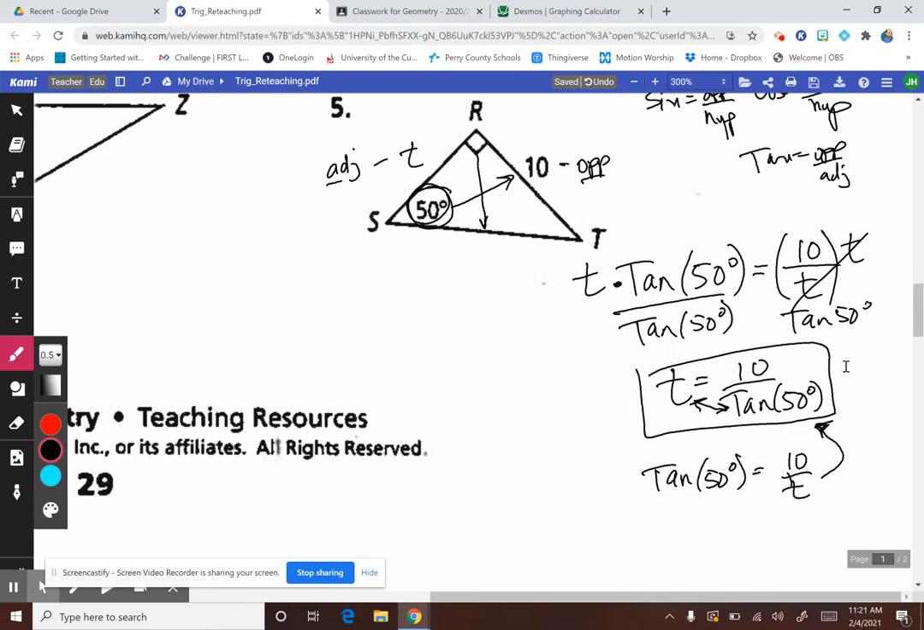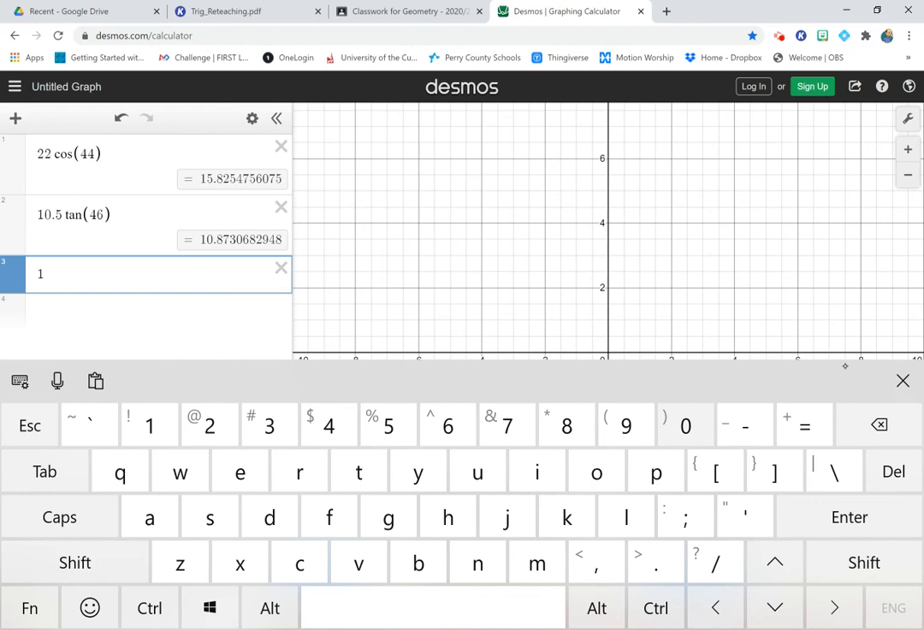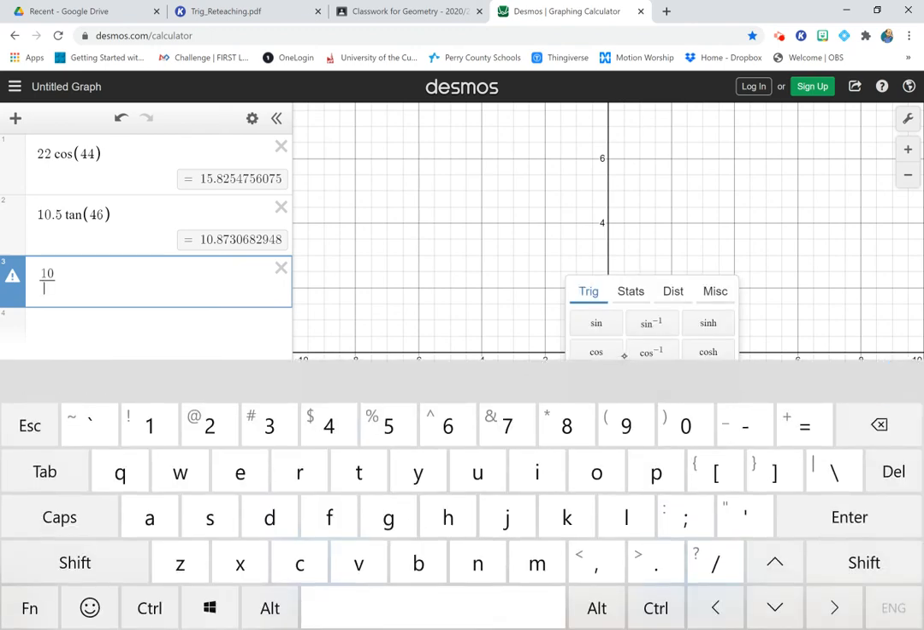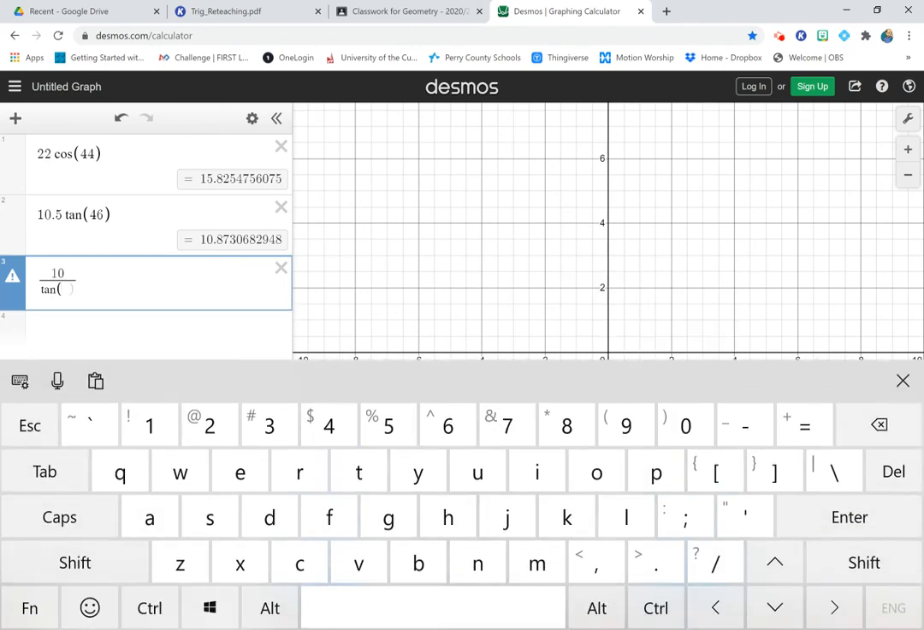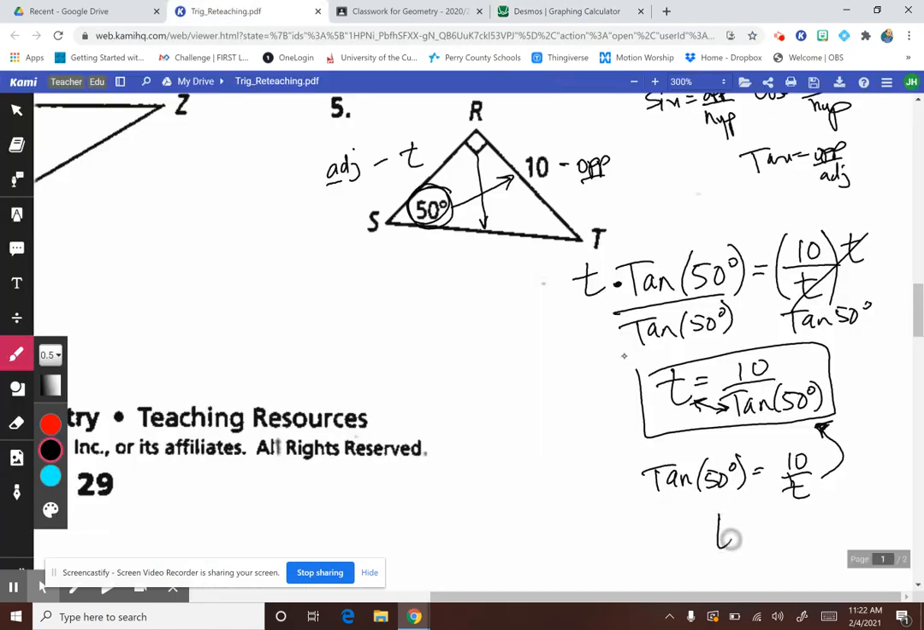But again, this is the problem I want to solve right here. So I'm going to go to my Desmos calculator. And this time I have 10 divided by tangent of 50 degrees. And notice what it gives me. It gives me 8.39, which the 9 is going to tell the 3 to go up as far as rounding goes. So my answer here would be t equals 8.4.